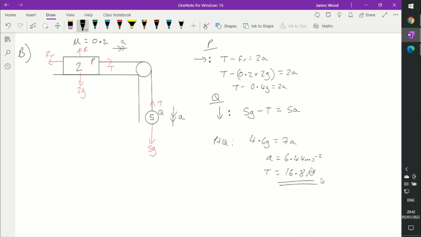Okay, so the strategy is still the same. Write an equation for both particles, but you might have to do something with some friction or something like that in there, but we now know how to do that.